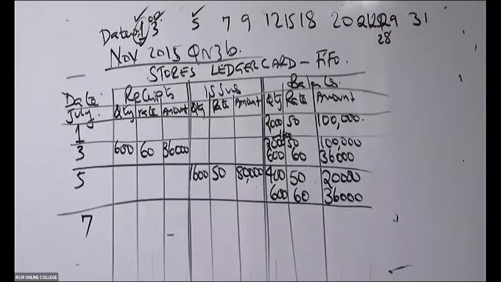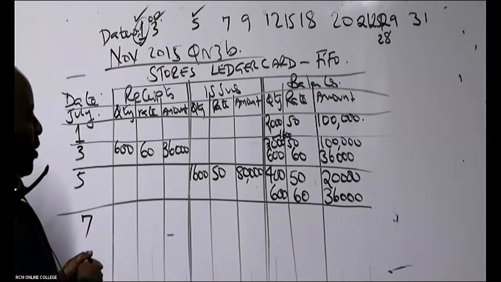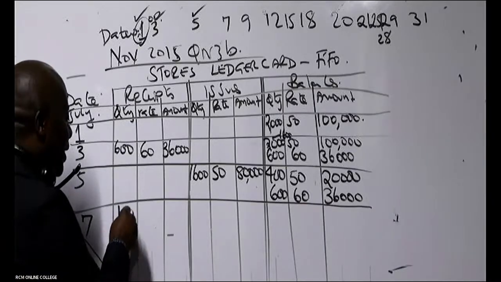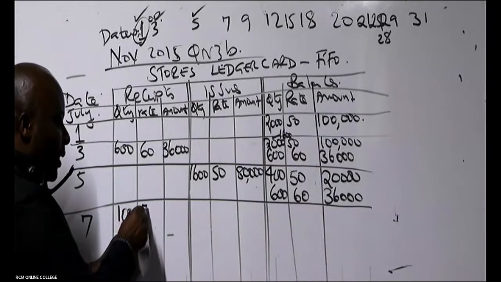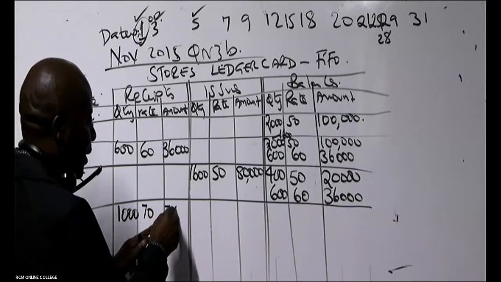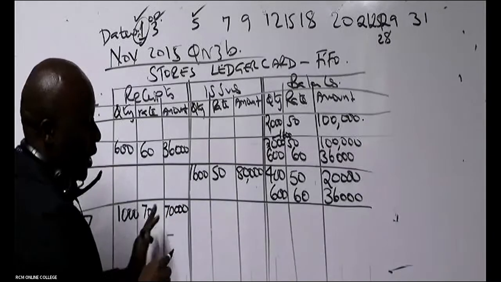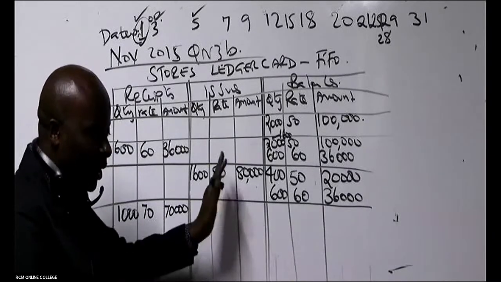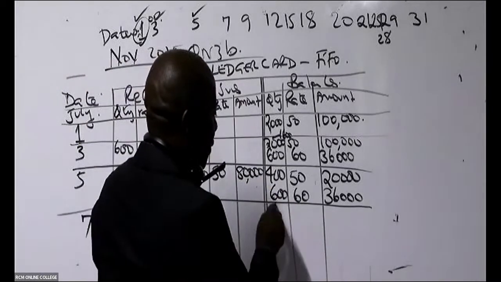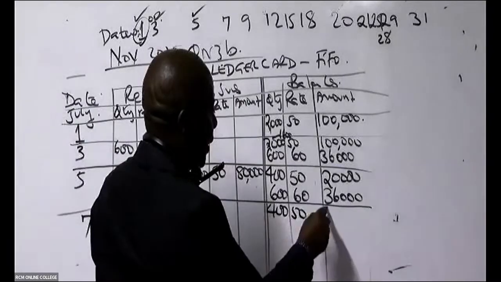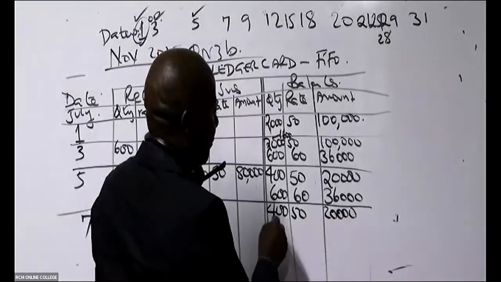Yeah. So on the 7th, what happened? We received how many? 1,000, eh? I like receiving because I'll get free marks. So 1,000 at how much? 70, which gives me 70,000. Thank you very much. Then we update. Don't add anything. In FIFO, LIFO, you don't add anything. So you simply give us the balances. So 450, 20,000, isn't it?